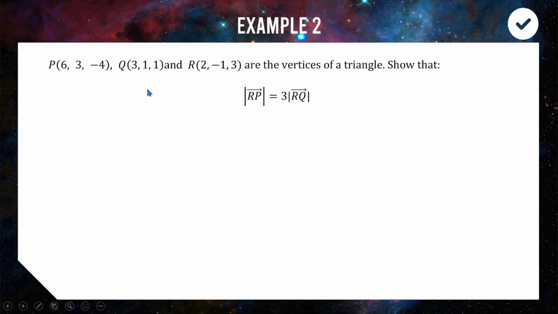Okay, for our next one, we have 3 coordinates in 3 dimensions, p, q, and r, and they form the vertices of a triangle. We want to show that the magnitude of the vector from r to p is equal to 3 times the magnitude of the vector from r to q.